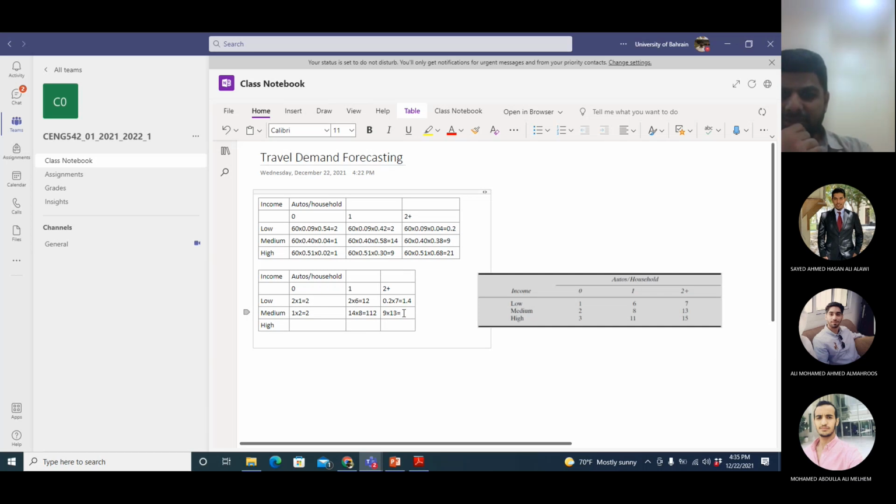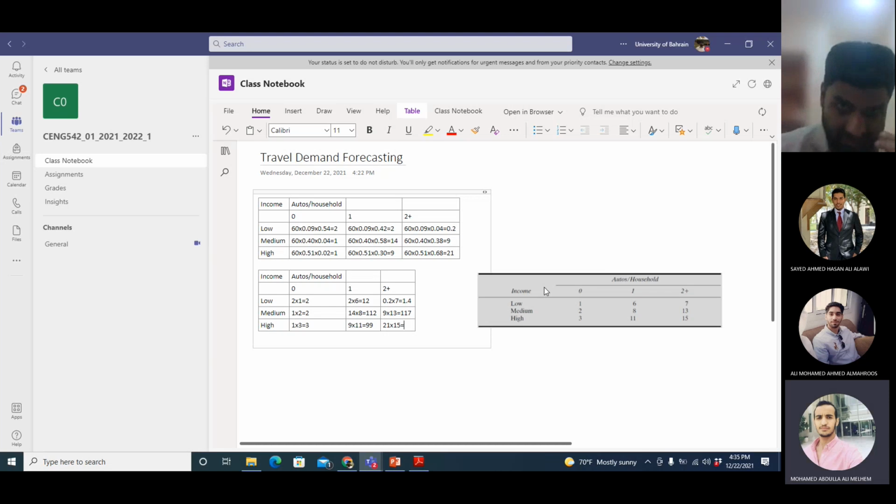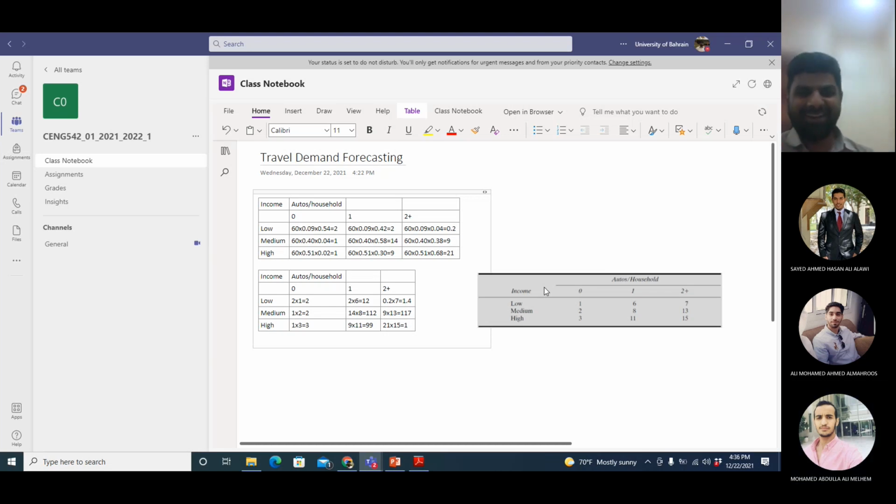Nine into 13 is how much? 117. Then we have 9 into 11. Then we have 21 into 15. How much? I need a calculator. 315. And if you want the total number of trips, just do the summation for all of them.